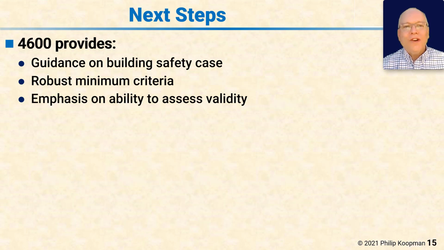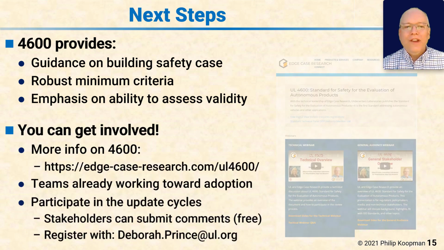For the next steps, 4600 gives you this guidance. It shows the robust minimum criteria, and the entire standard is written with an emphasis on an ability to assess whether or not you've done enough work to do safety.